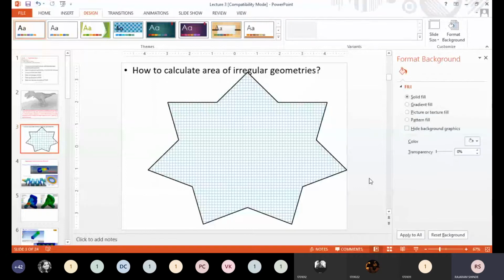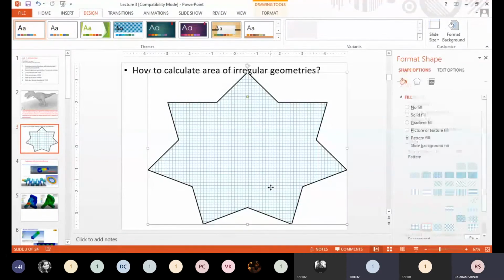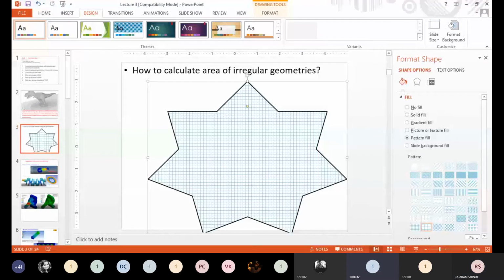Now I will ask one question. Here, can we get the exact area of this geometry? No, sir. We cannot get the exact area of this geometry. Am I right? Do you agree with this? We cannot get the exact area of this geometry.